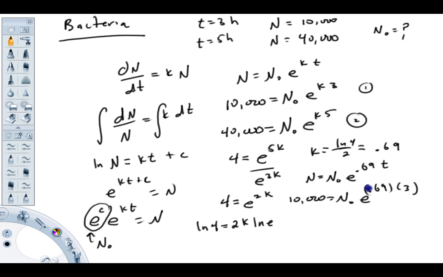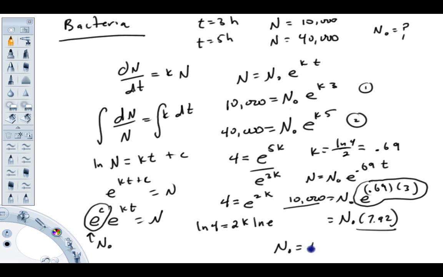I'm going to go ahead and have one of my helpers here give me this value right here. Would somebody please give me e to the 0.69 times 3? 7.92. Thank you. So this is times 7.92. And then would somebody please take 10,000 and divide by 7.92? Oh, let's just round that to approximately 1260. All right, and that should represent the initial amount of bacteria in that sample.